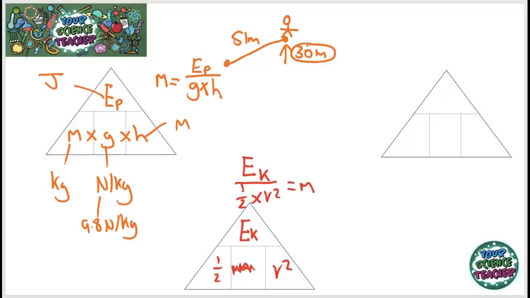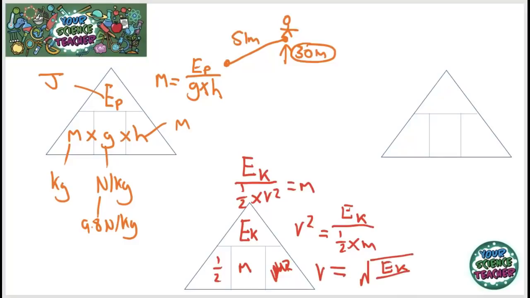But what about with V? Because I've got V squared, but I haven't got V. Now, in order to calculate V, what you'd have to do is first work out V squared, which is, if I cover it up, EK divided by a half times mass. And then to get rid of my squared, I square root. So V equals the square root of the kinetic energy divided by a half times mass.